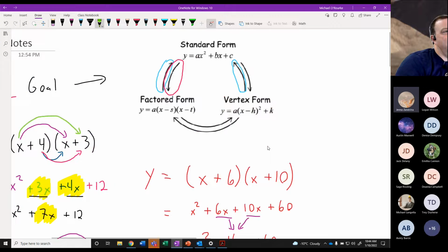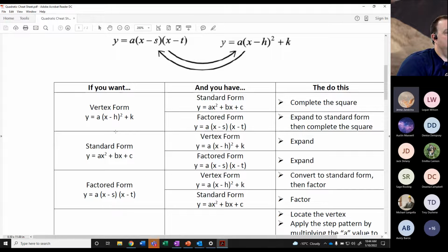So what you guys did there was this one right here, right? So we went from standard to factored. Now let's go from vertex to factored, okay? So if we go to our cheat sheet, now let's say we want factored, and we just had standard. If we want factored and we have vertex, what we need to do is convert to standard form, then factor, okay?